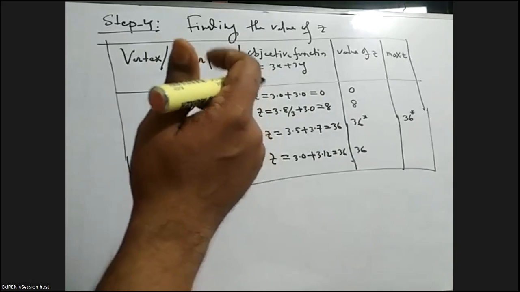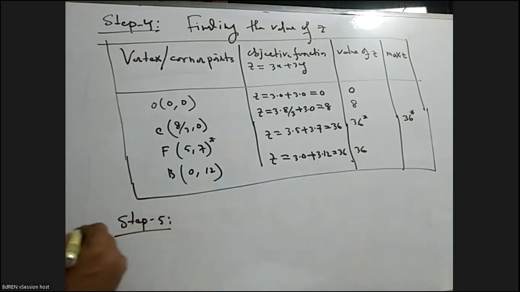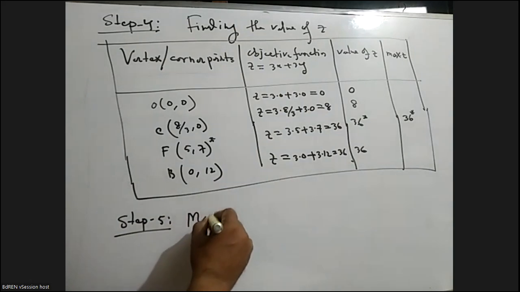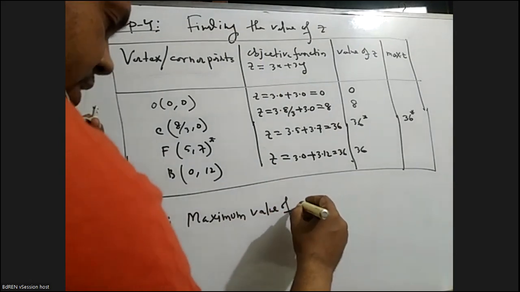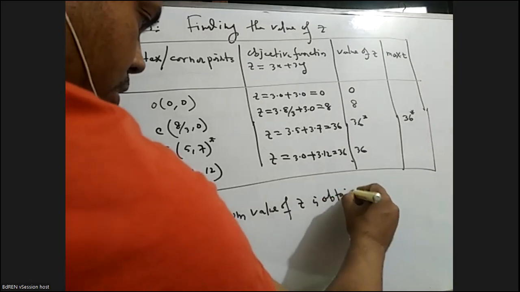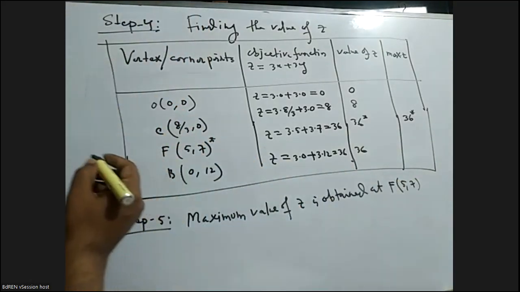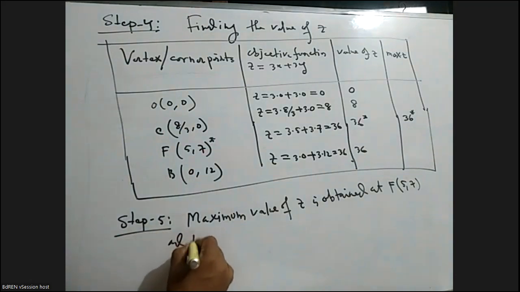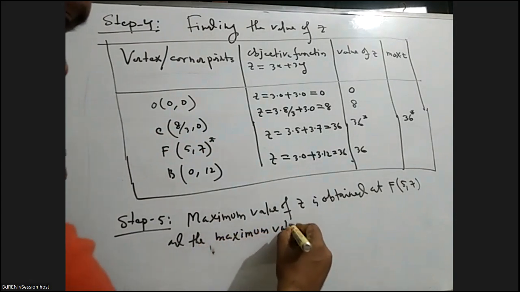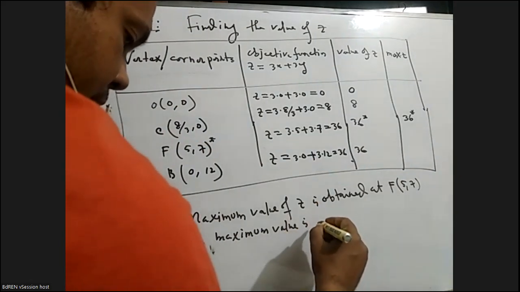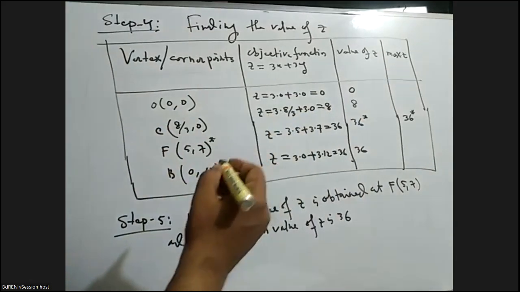Actually, this is now step 5. Step 5: the maximum value of z is obtained at point F (5, 7). Okay, and the maximum value of z is 36.